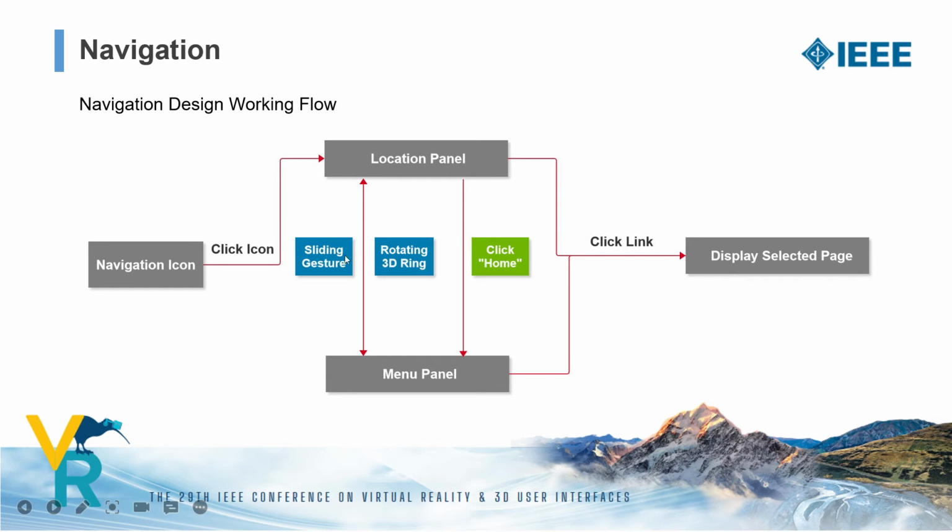At the same time, you can use the 3D ring, use the gesture for rotating the 3D ring to move to the menu panel. The menu panel contains all the levels and sub-levels menu. So you can scan all the menus in here, and then you can click the selected link you want.